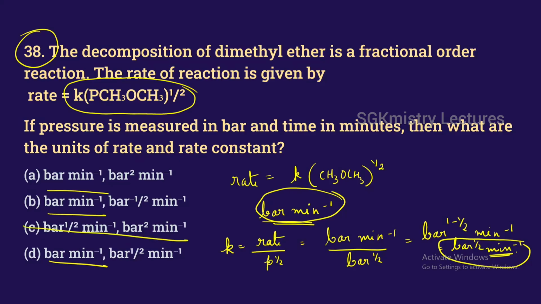Next, K is equal to rate by the concentration. Again, since we know that the concentration here to the power of half is there, instead of concentration, I'm taking the pressure. So that's why P to the power of half. So pressure is represented in bar. So then do the respective adjustments, the calculations with respect to the numerator and denominator. So we get bar to the power of half, minute to the power of minus 1. So option D is the right answer.